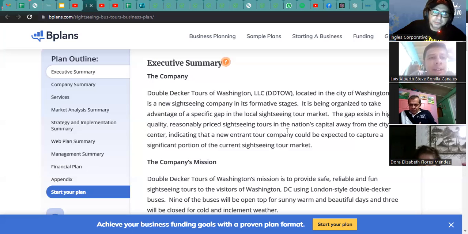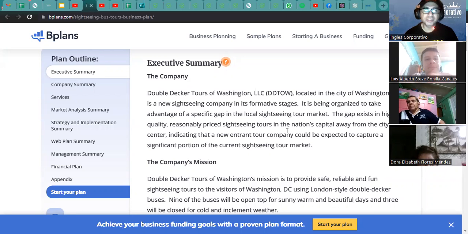Okay. The company, Double Decker Tours Washington, LLC, in a town located in the city of Washington, D.C., is a new citizen company in its formative stage. It's been organized to take advantage of a specific gap in the local citizen tour market. The gap exists in high quality, reasonably priced sightseeing tours in the nation's capital away from the city center, indicating that a new entrant tour company could be expected to capture a significant portion of the current sightseeing tour market.